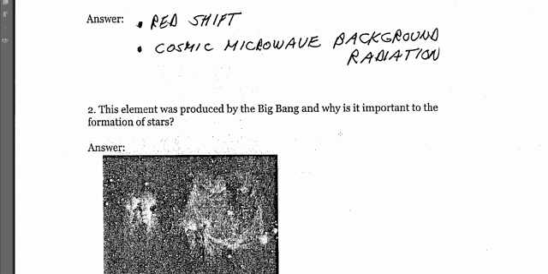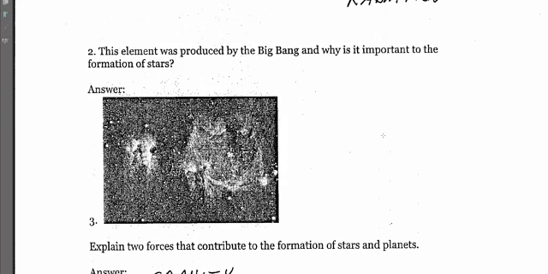This element was produced by the Big Bang. And why is it important to formation of stars? This answer, I guess I forgot to put in, but this is going to be hydrogen, and hydrogen is the fuel for the whole process of fusion. Two hydrogen atoms fuse together to form helium, and hydrogen's the lightest element, and this is the element that is by far in the greatest abundance in the universe.